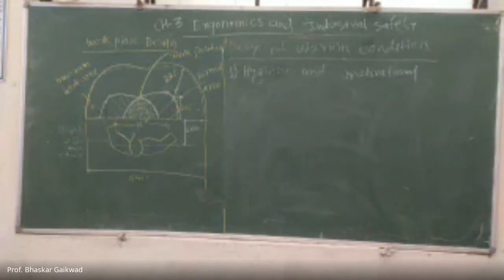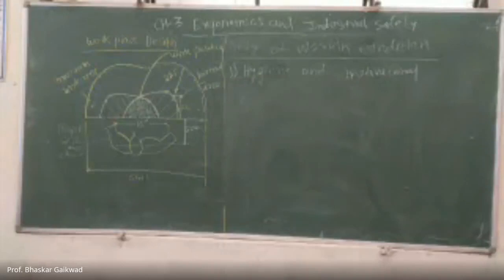So first point, whatever the working condition in the industry, it should not affect the work. So that place should be hygienic and motivational. What is actually hygiene? That means conditions or practice conducive to maintaining health and preventing disease. So hygiene is related to our health. That place should be such that it does not spread any disease. Hygienic means a healthy environment.